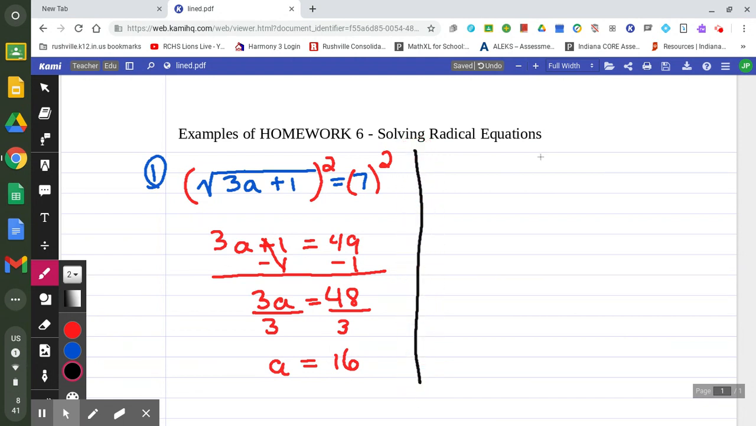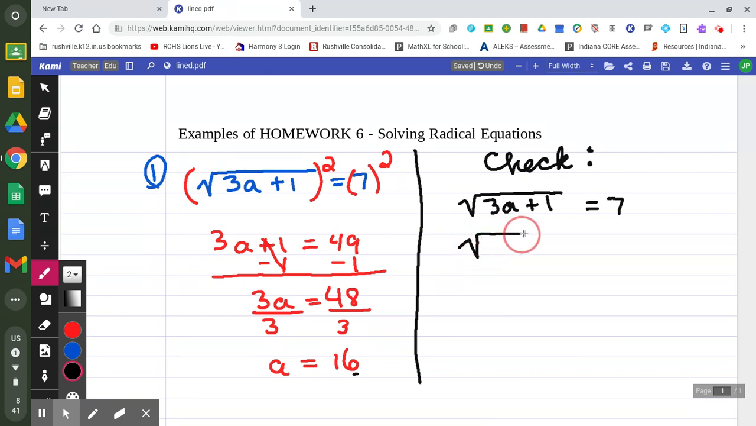When you do the check, you rewrite the equation: the square root of 3a plus 1 equals 7. Now I'm going to substitute this 16 into the a. So I still have the square root, 3, and instead of the a, I'm going to put 16, plus 1. I'm trying to find out if this equals this.